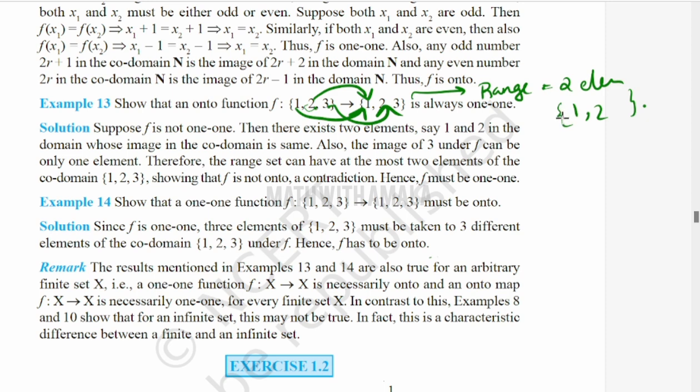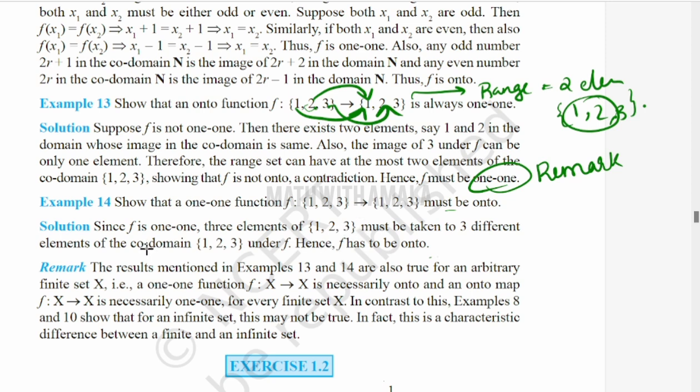Hence the range will contain only two elements, 1 and 2, but actually the complete set contains three elements, 1, 2 and 3. This indicates the particular number 3 in the codomain set is not having a pre-image in the domain set. Hence it is not onto. This is a contradiction for the onto property. Hence it should be 1-1, because we have assumed it is not 1-1. Hence we can say that it is 1-1, because we have a remark that onto functions are always 1-1.